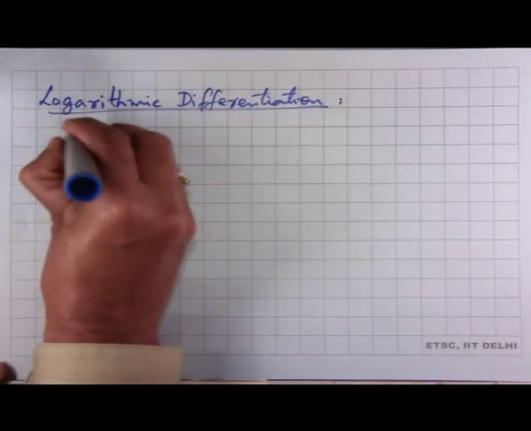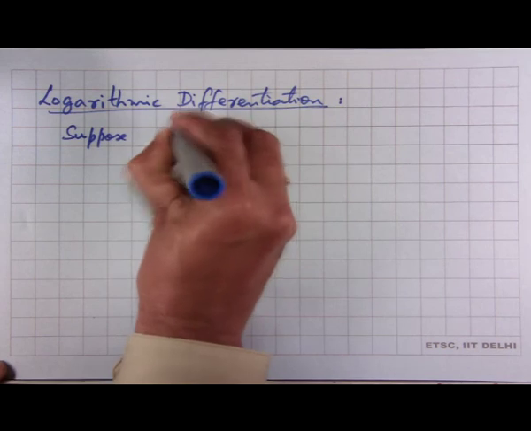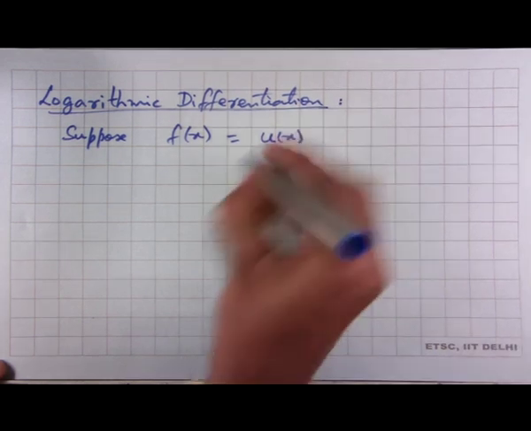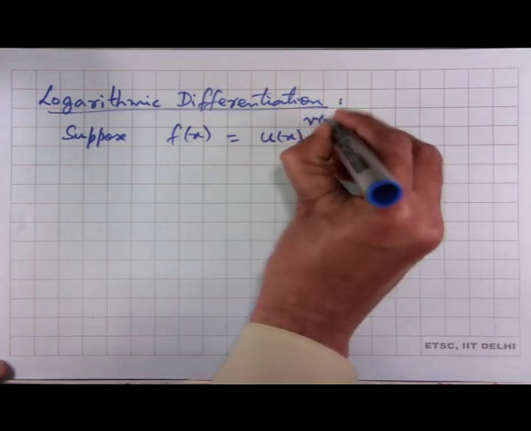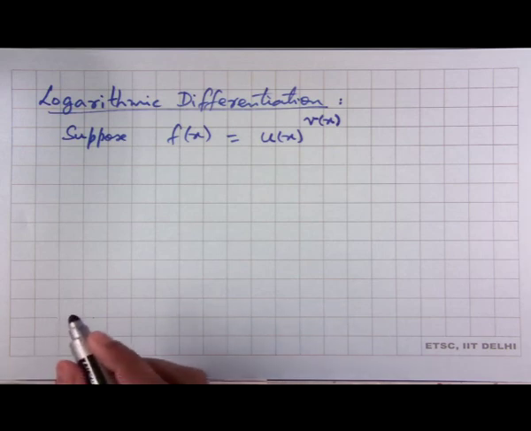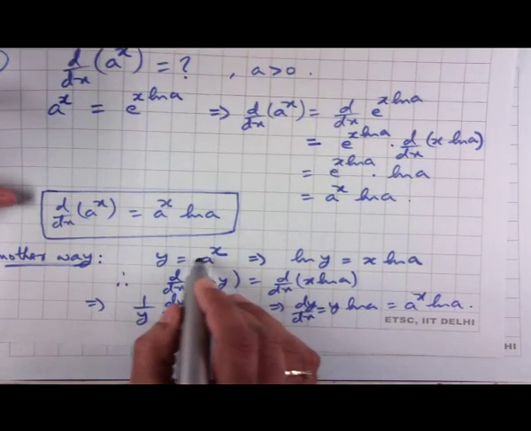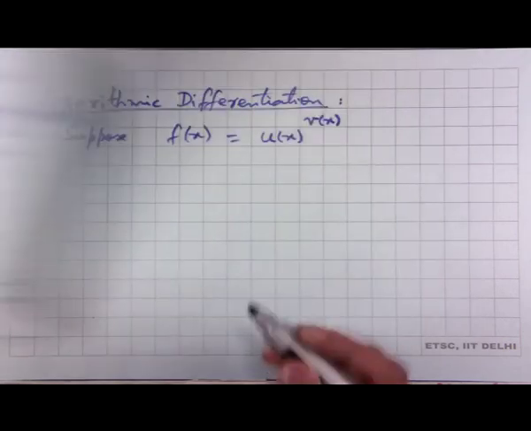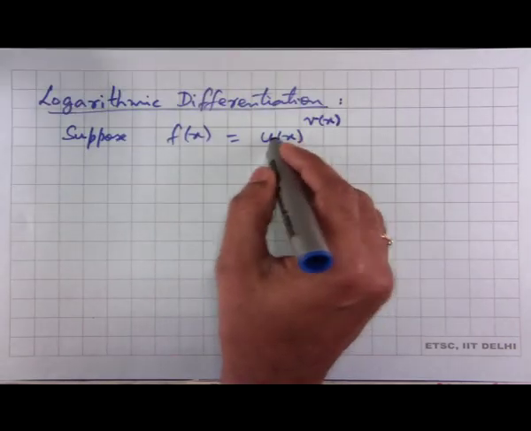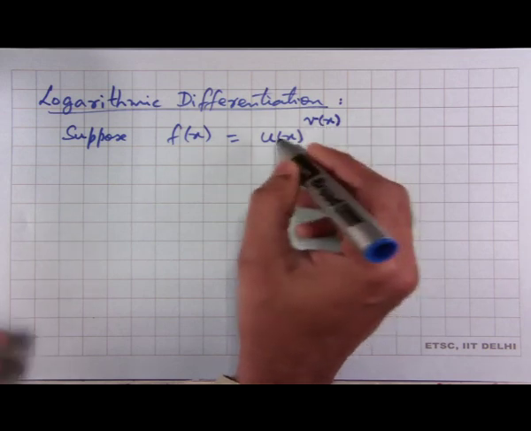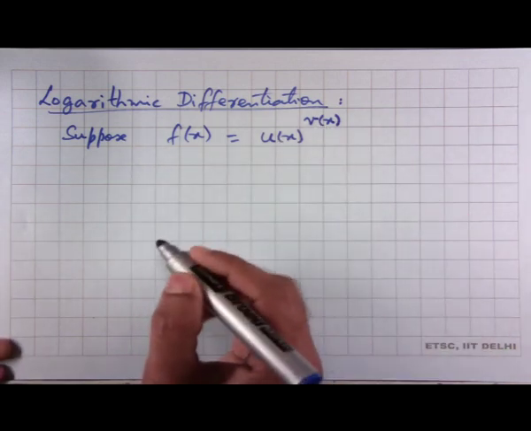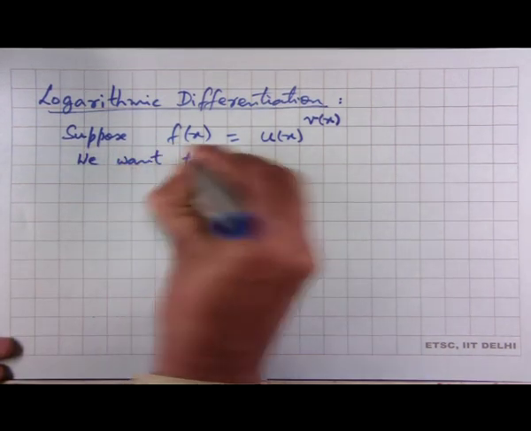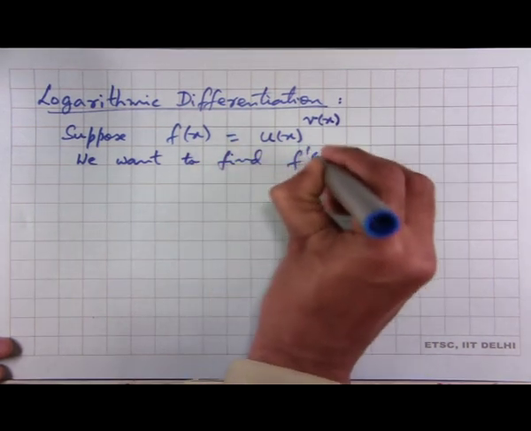So, suppose we have a function f of x which can be written as some function u of x raised to the power v of x. Previously it was y is equal to a to the x, where u of x is just the constant a and v of x is the function x, but now we are allowing both of these to be functions of x, and we want to find the derivative f prime x.